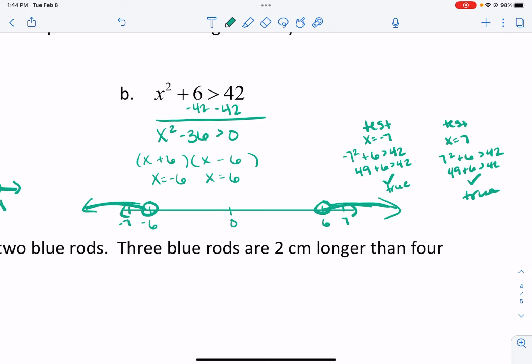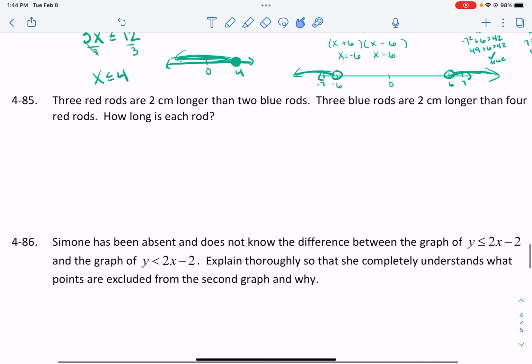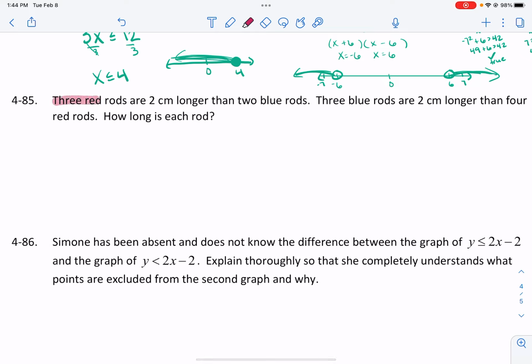Okay. All right. The next one says 4-85. Three red rods. So that sounds like important information. 3 red rods are 2 centimeters longer than 2 of the blue rods. 3 blue rods are 2 centimeters longer than 4 red rods. Okay. How long is each rod?